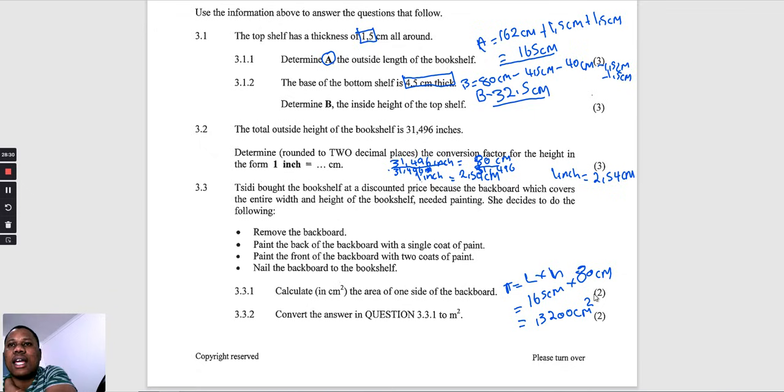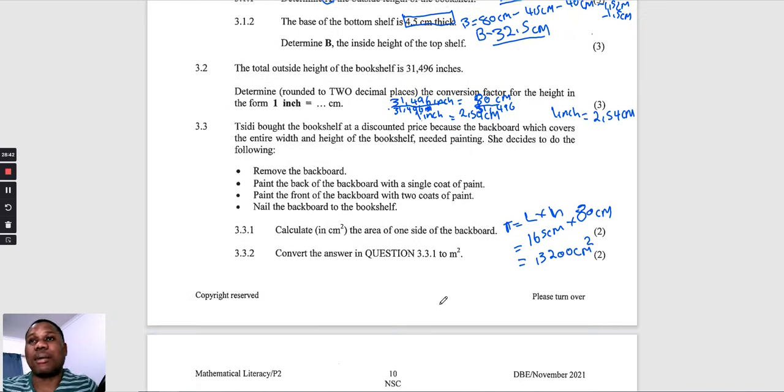Then, moving on, they say convert the answer in 3.3.1 to meters squared. Now they're talking about the relationship between centimeters and meters. We know that 1 meter is equal to 100 centimeters. I want to show you something about moving from unit to unit squared. If they move to the unit squared, this is what you do: you square this side, and you also square this side.